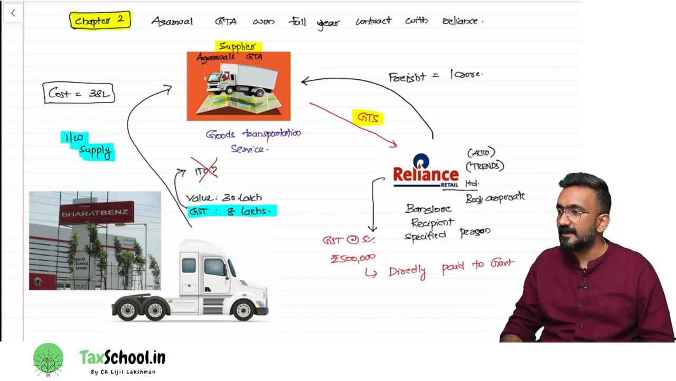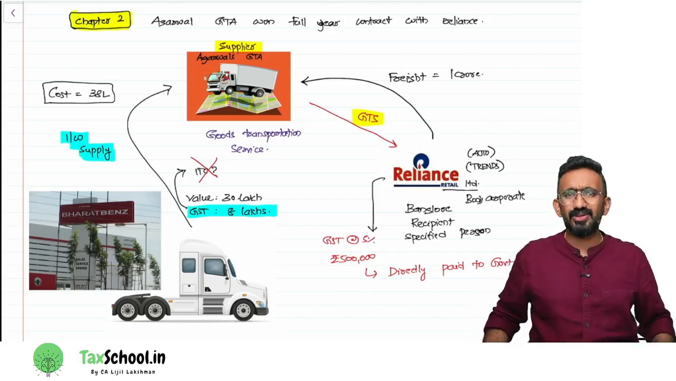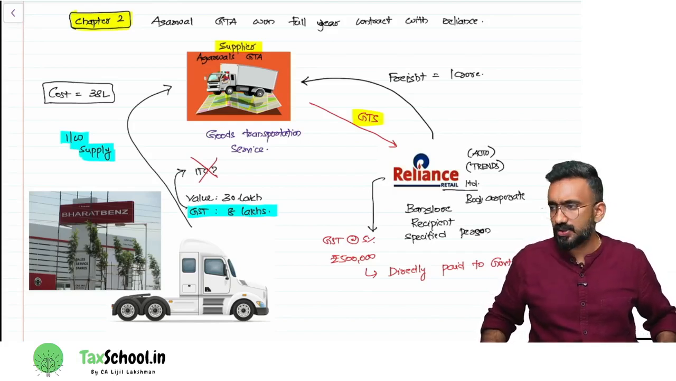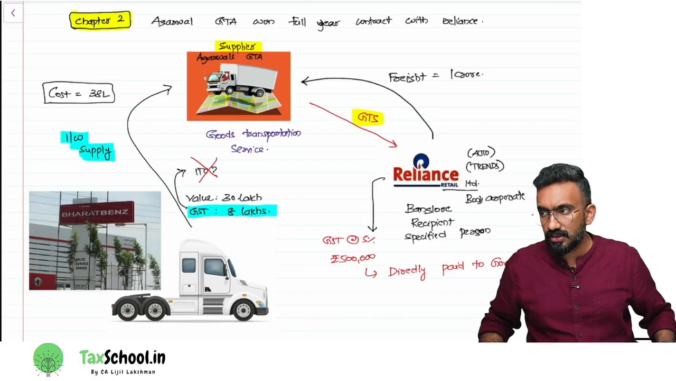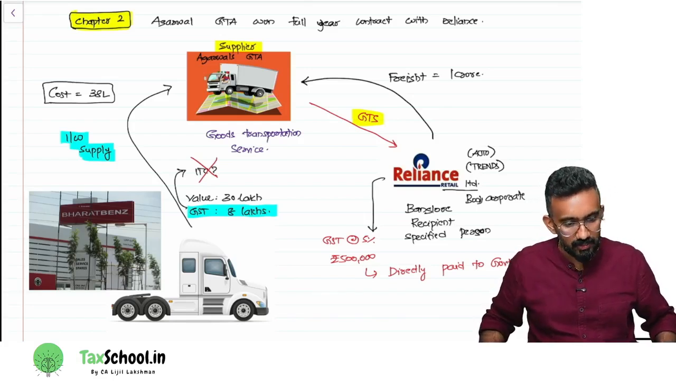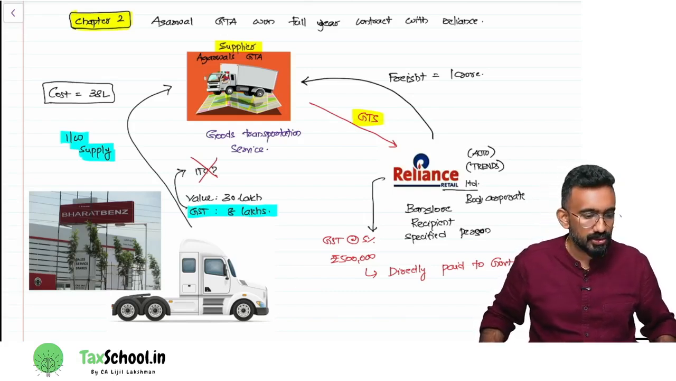Are you guys understanding this? So because of this, what would be the cost of purchase for Agarwal GTA? What is the cost of purchase of the truck? 30 lakh or 38 lakh? 38 lakh. Why? They don't have any output tax liability, so they can't take ITC. Their cost will be 38 lakh.